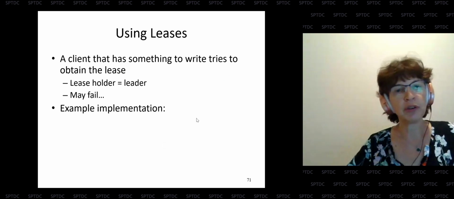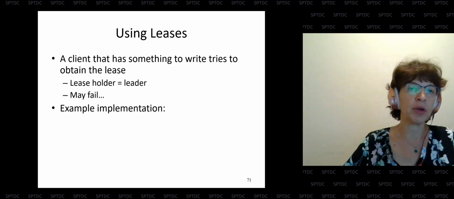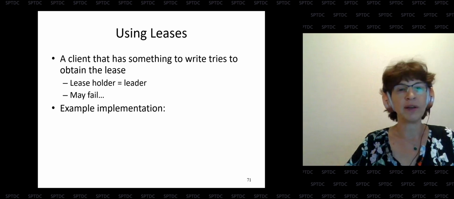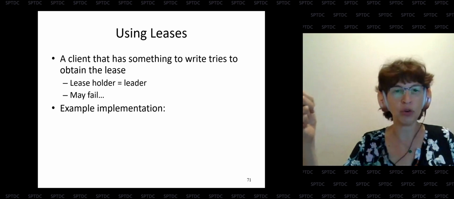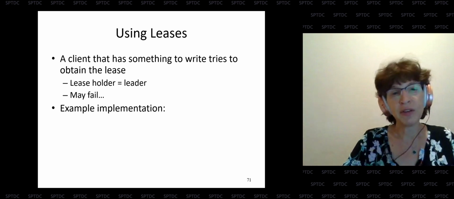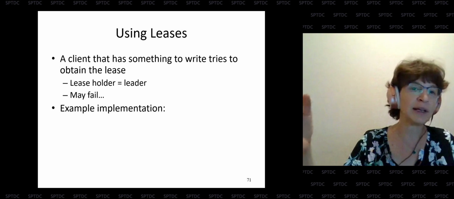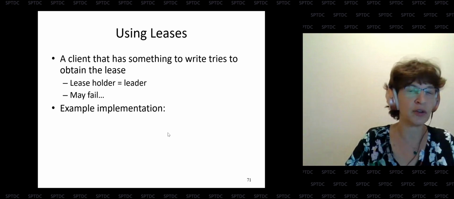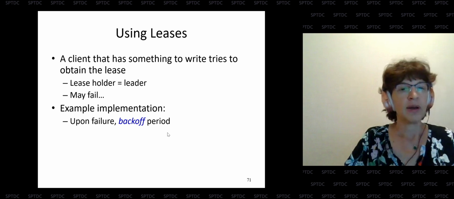So if we wanted to put this all back together, we want to use this in a storage system. Whenever a client has something to write, the client tries to obtain the lease. Once the client holds the lease, it's the leader. And if it fails, it fails. But the lease is time bounded, so once the lease expires, other processes can use it.